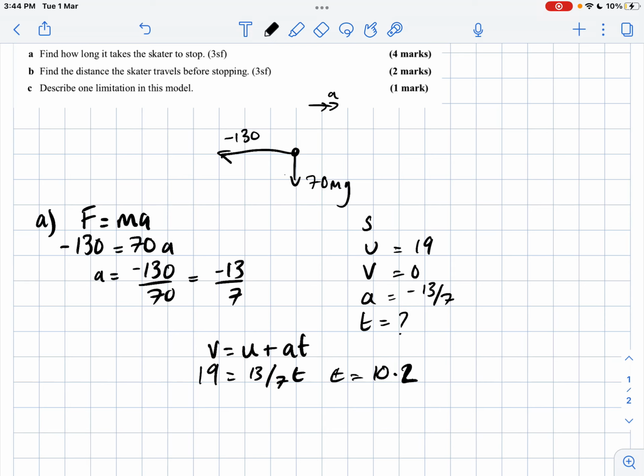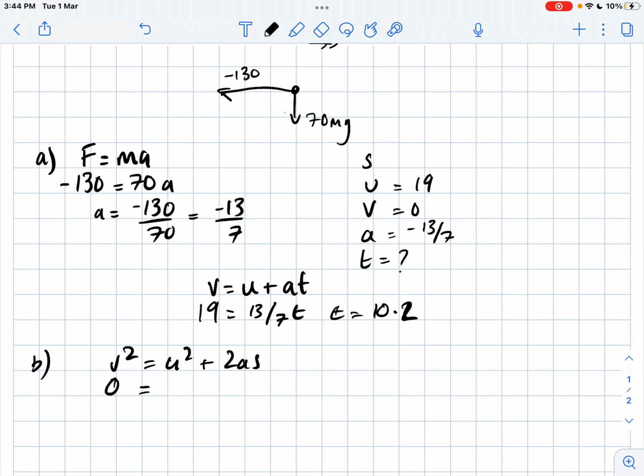I need to work out the distance as well for part B. So working out the distance, I can again use suvat. v squared is equal to u squared plus 2as. In this case, stopping velocity is 0, initial is 19, plus 2 lots of minus 13 over 7 s. s then calculates to be 97.19, which is 97.2.